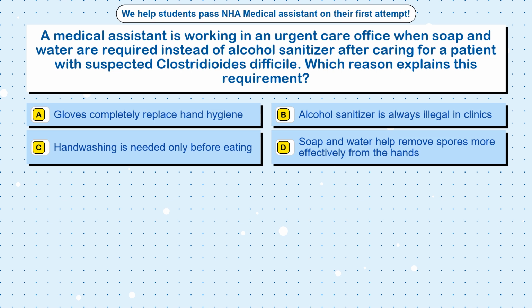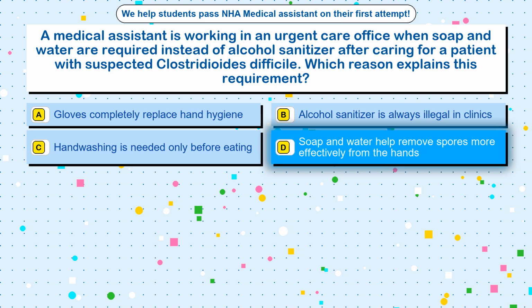Option A, gloves completely replace hand hygiene. Option B, alcohol sanitizer is always illegal in clinics. Option C, hand washing is needed only before eating. Option D, soap and water help remove spores more effectively from the hands. The correct answer is option D. Soap and water help remove spores more effectively from the hands.